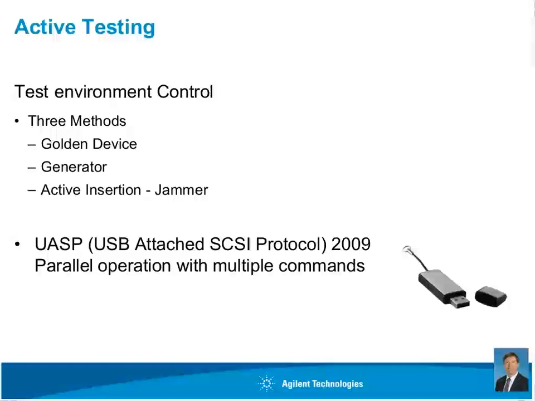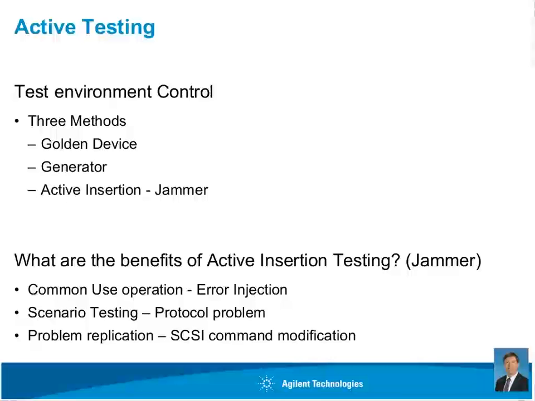Active testing, you need to be able to do some active testing. There are different ways to do that with a golden device, some device that you trust. Does it work in the generic operation? But then you need to be able to take that golden device and insert errors. And that's one of the common areas that's greatly needed to verify a device operation.